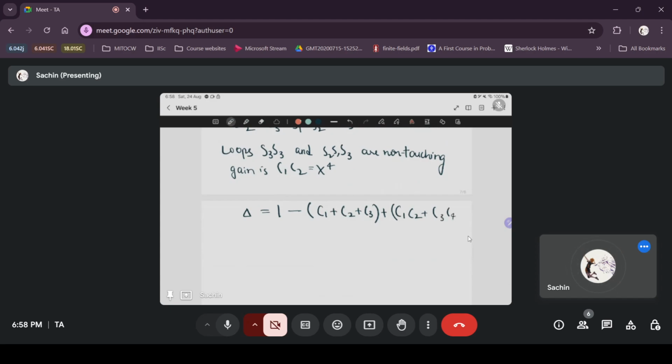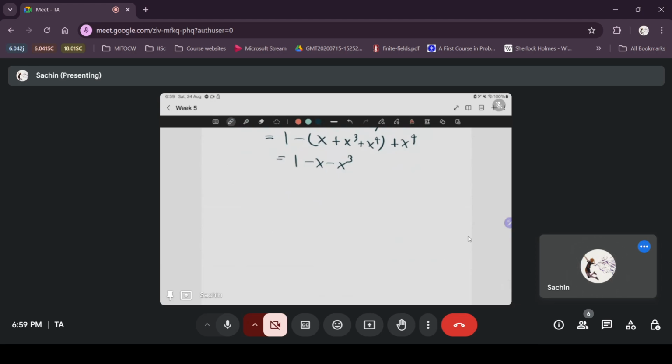That's it. And then minus the sum of products of three non-touching loops and so on. So it would alternate in plus minus fashion. But here we have only these terms, and there will be 1 minus x plus x cube plus x power 4, plus x power 4, which is nothing but 1 minus x cube.